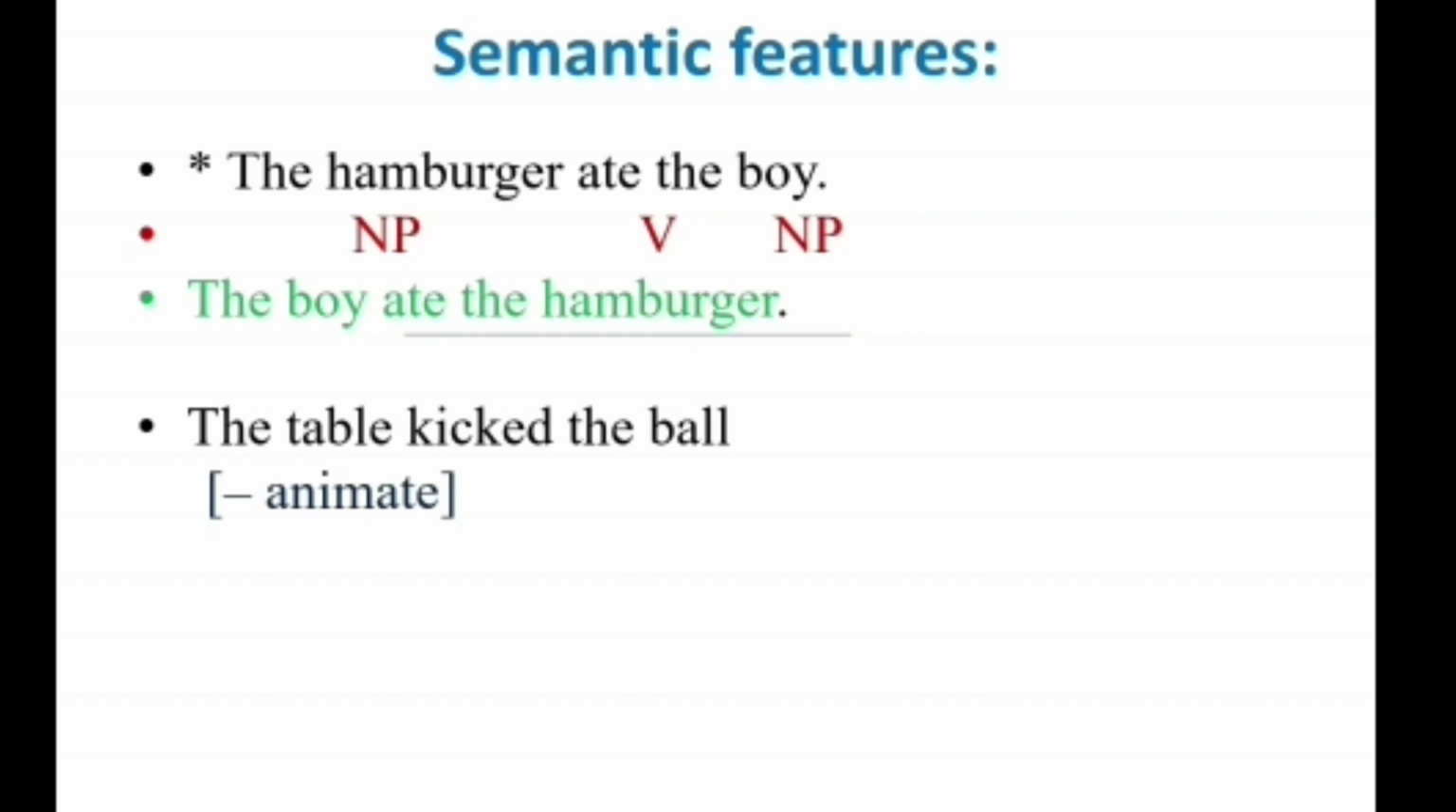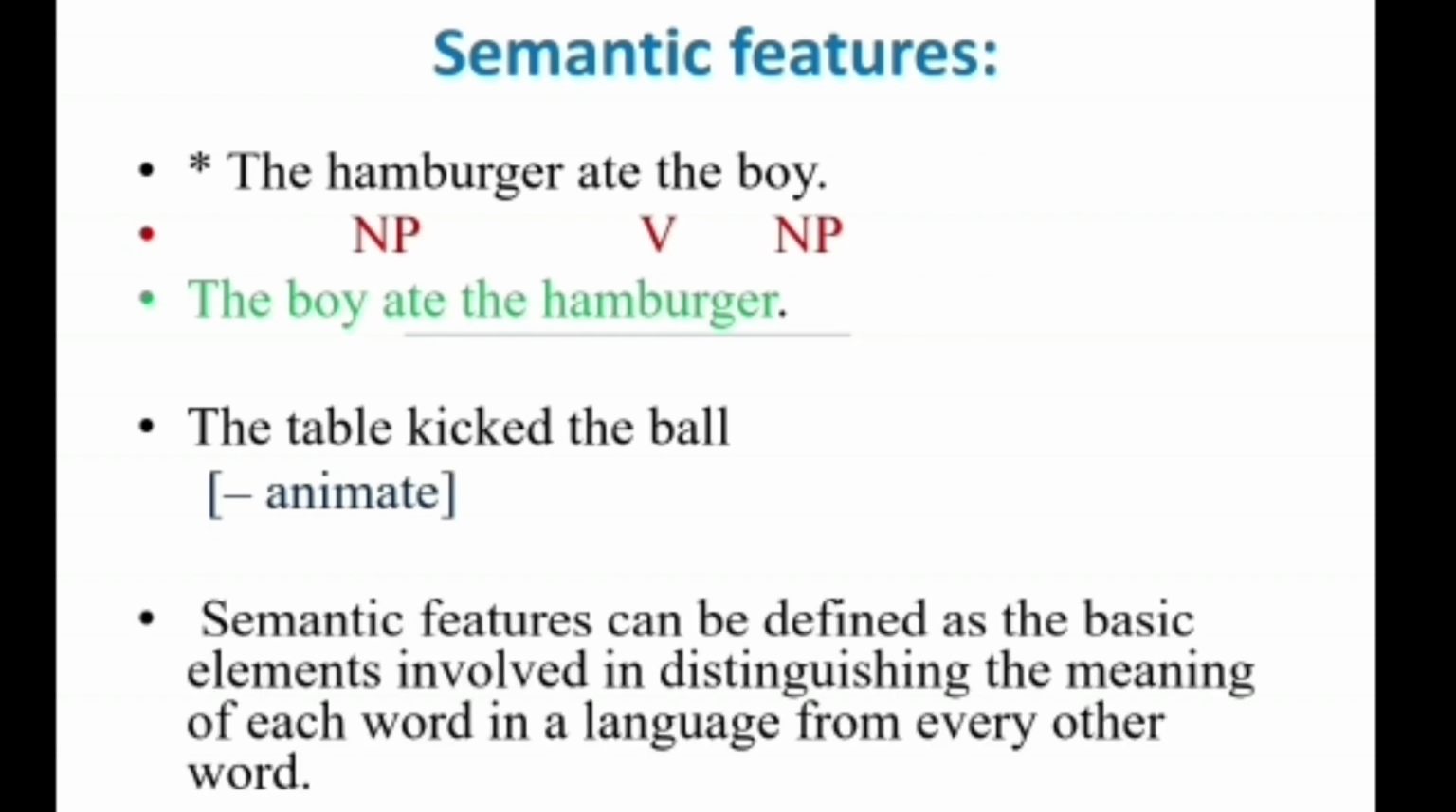So we put minus animate because it's not an animate, as I said, that is basically required in this sentence to be meaningfully acceptable. The action doer of the verb kick here must be an animate. For example, you could say the boy kicked the ball, or the sportsman kicked the ball, and so on. Or it could be an animal, okay, the horse kicked the ball, and so on.